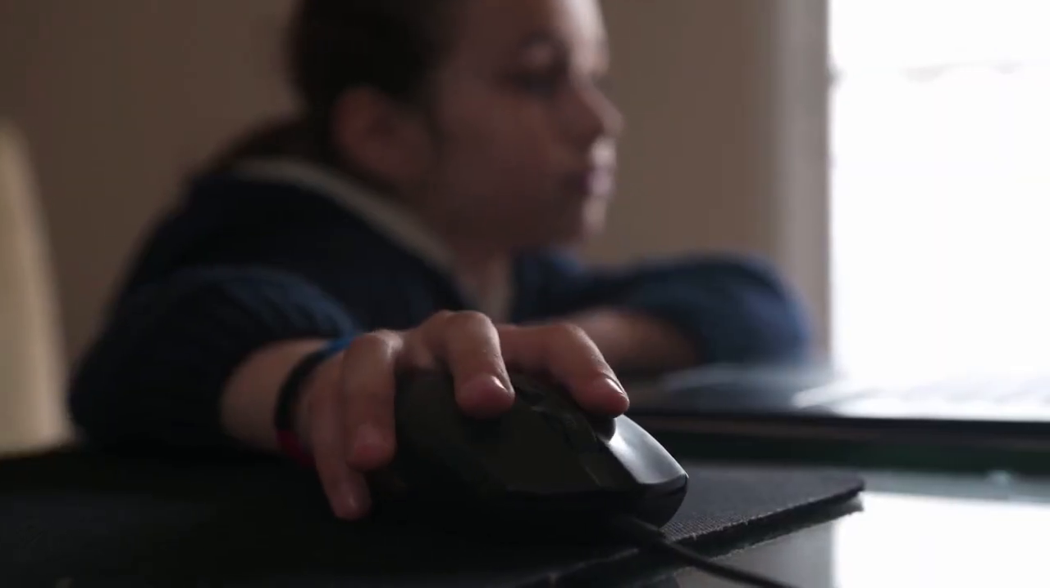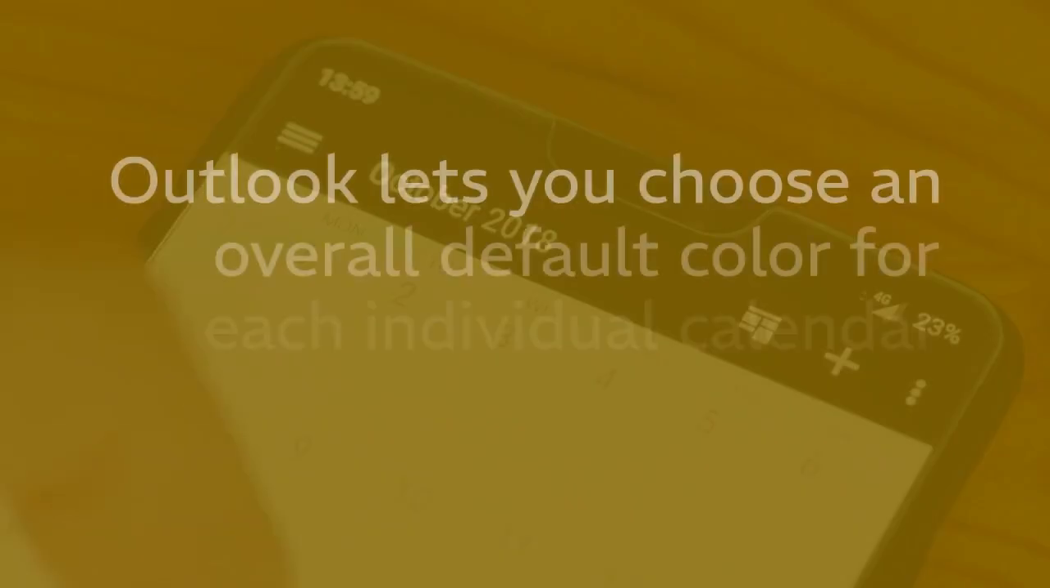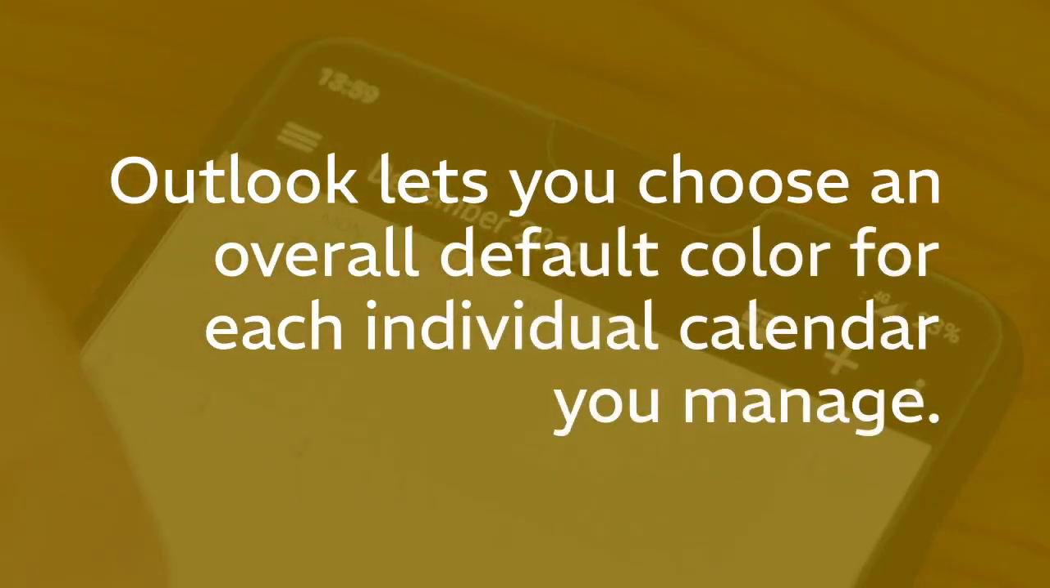Another very common culprit is a modification to your main calendar's default color setting. Outlook lets you choose an overall default color for each individual calendar you manage. If this setting was accidentally changed, perhaps with a misclick, or if a recent software update reset your preferences, your events might suddenly appear in a different shade.